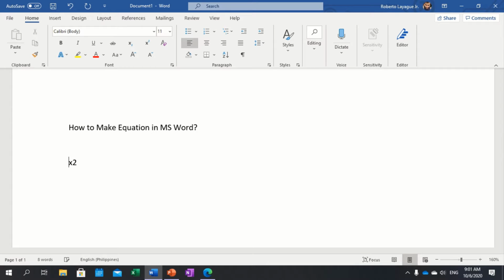Now, what you're going to do is check the superscript. So that's the first one on how to do it, right? So that is how it works.